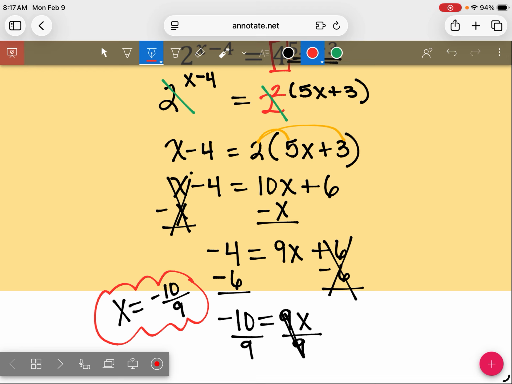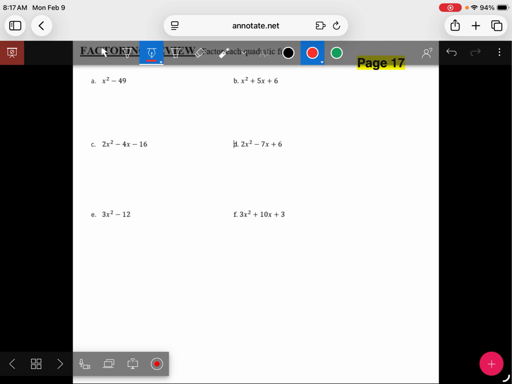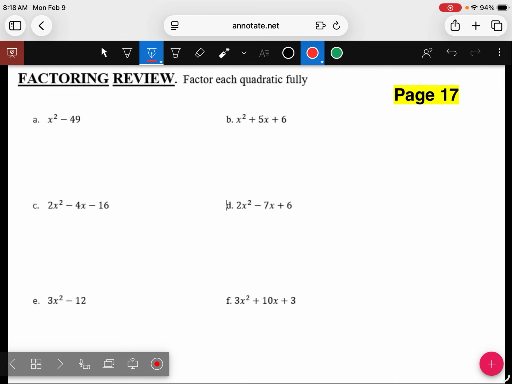All right, we're on the very last page of our packet. We're going to get into factoring review. I believe it's the last page at the bottom. So every single test we have is going to have factoring on it, because our last unit is all factoring. So we're going to just keep practicing. So hopefully when we get to May, we got it.